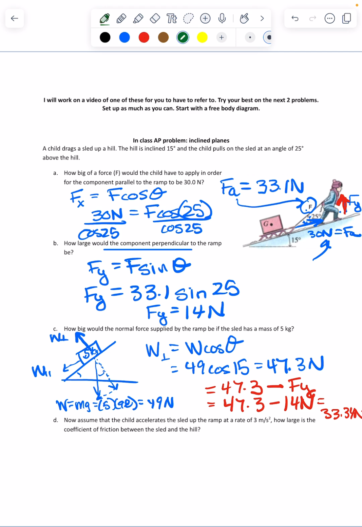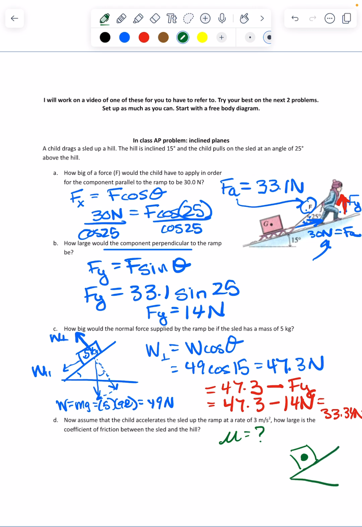Okay, so now we finally want to know, what is mu of this ramp? What's the coefficient of friction? So really we're going to have to just add all of our forces together. So let's draw, not really a free body diagram, but kind of all the forces acting on this box. I say not really a free body diagram because we're drawing some components of forces on here as well.